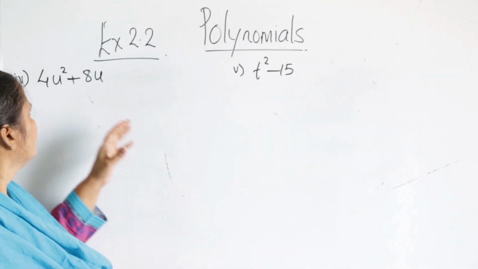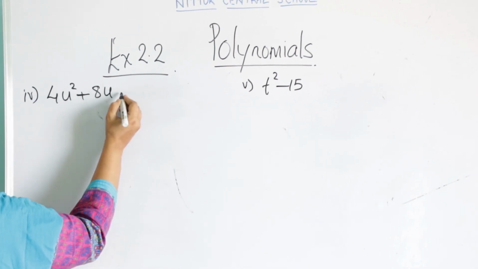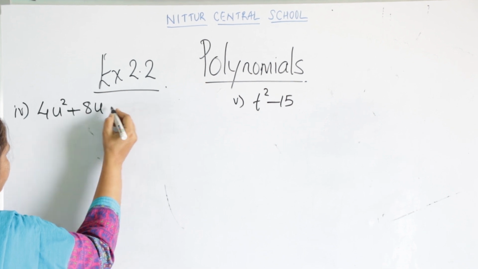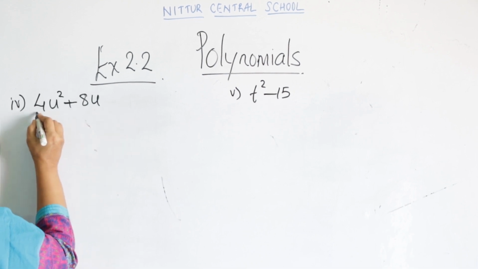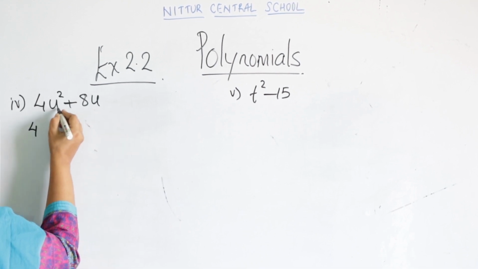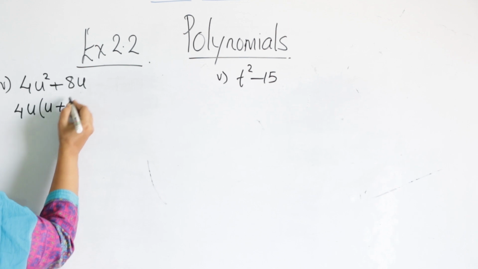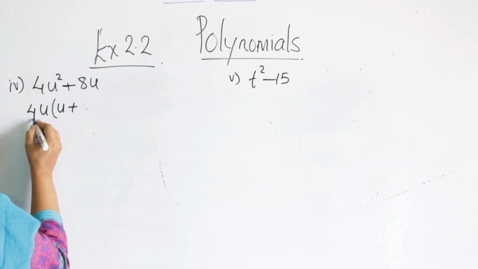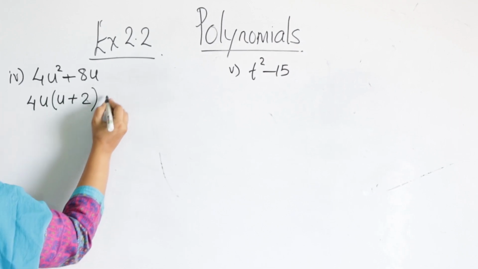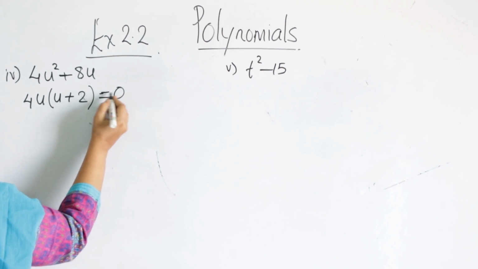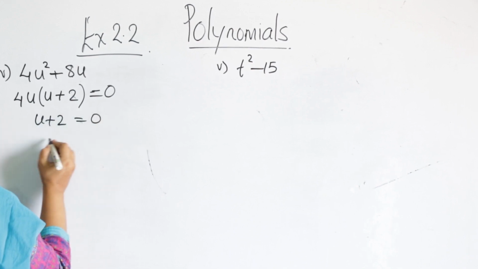Let us solve problem number 4. This is very simple. When the third term is not there, it is understood that it is 0, and we can use a simple straight method to solve this. Take 4u common, and you are left with u plus, out of this you have already taken 4 out, 4 2s are 8, and 1 u has already come out. This is equal to 0 because this is a polynomial. So we have u plus 2 equals 0.